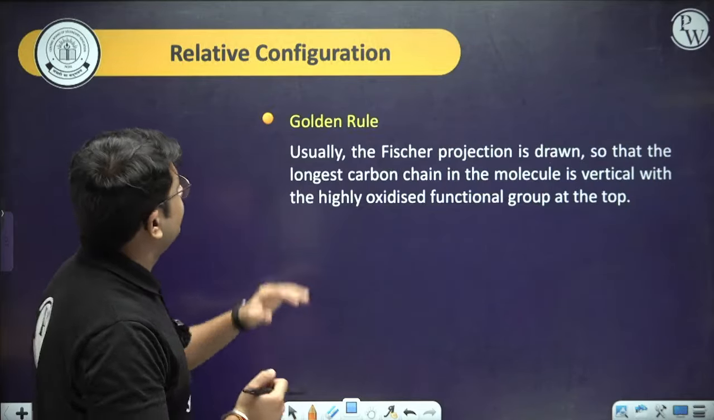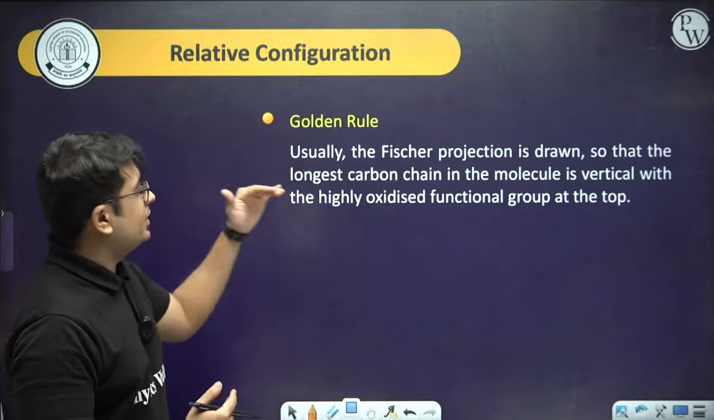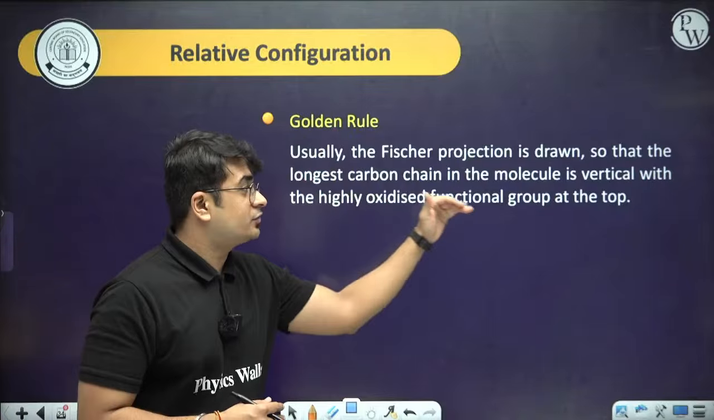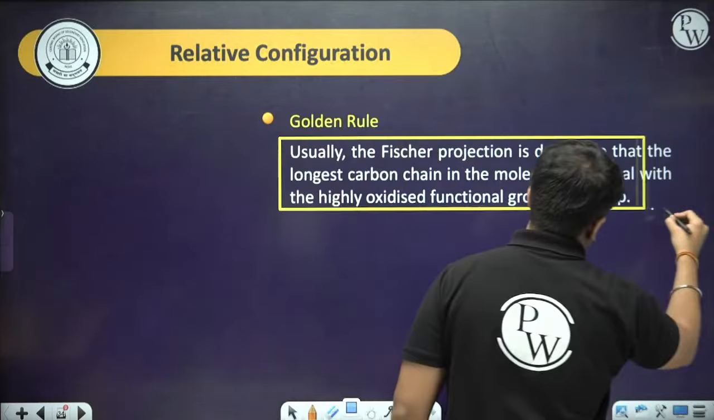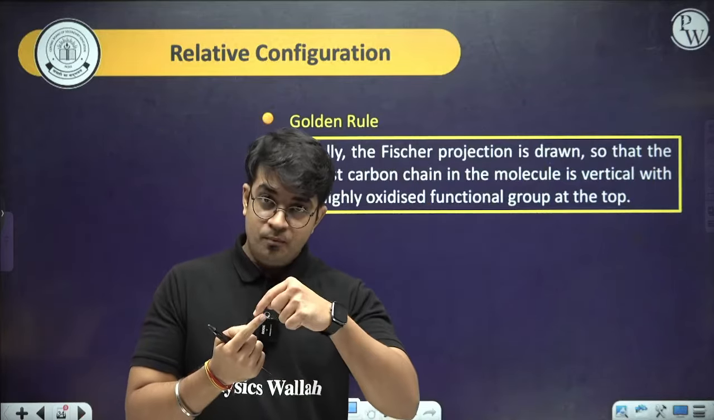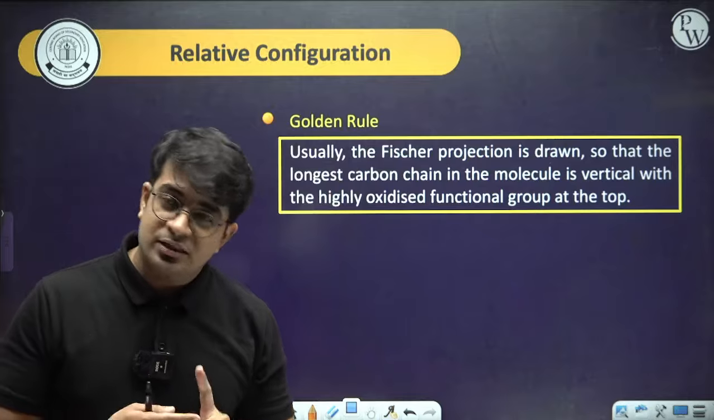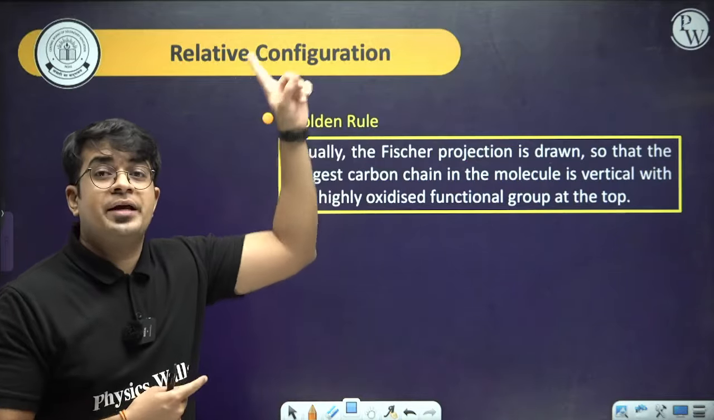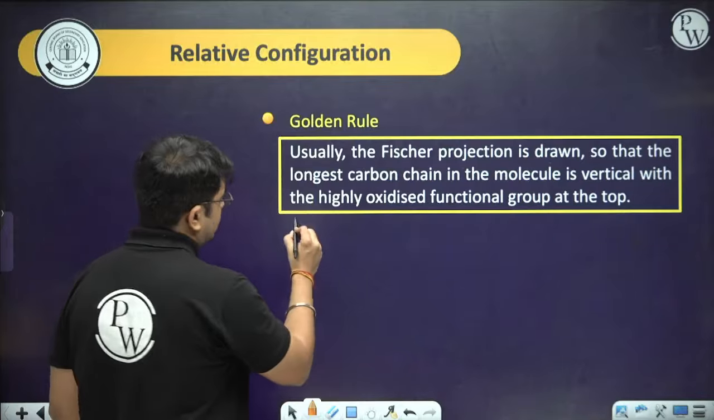Next thing is related to the golden rule. Basically, the Fischer projection is drawn so that the longest carbon chain in the molecule is vertical with the highly oxidized functional group at the top. You need to make sure, this is the most important part: you cannot use just any type of Fischer projection. The longest carbon chain should contain the maximum number of chiral carbons, and the highest oxidized functional group should be present on the top side. Then only can you apply this entire rule. It's a very important rule.